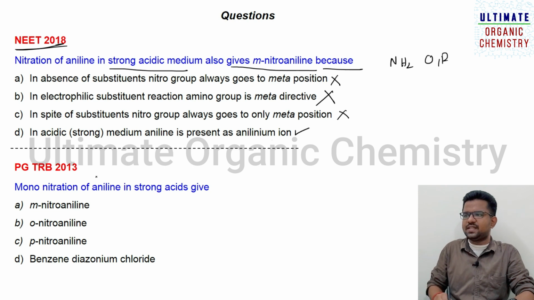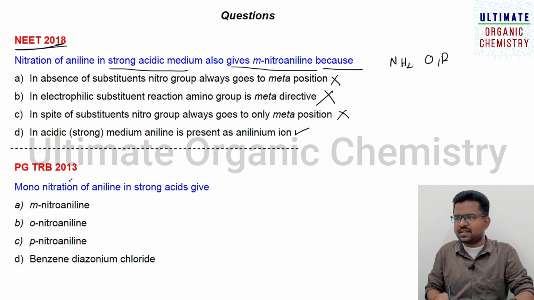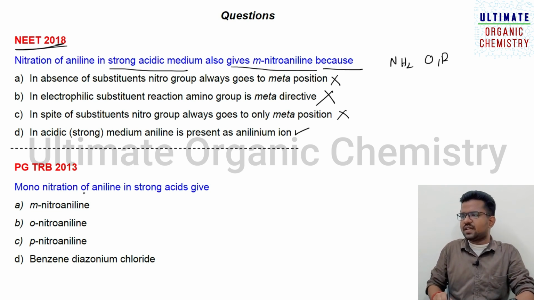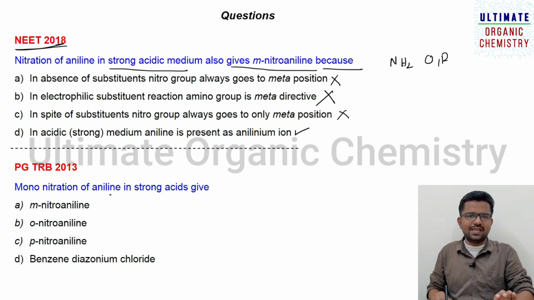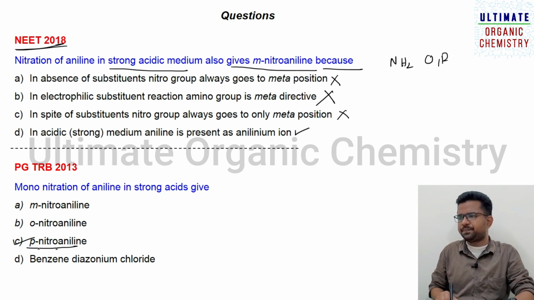This is asked in PG TRB examination 2013. It is simple question. Mononitration of aniline in strong acid give. So you may get ortho, meta, para product, but they are asking only one product. So which one you need to select? You have to select the product which is having highest in yield. Which is highest in yield? That is para product, and you will get para nitroaniline. That is the answer. That is option C.